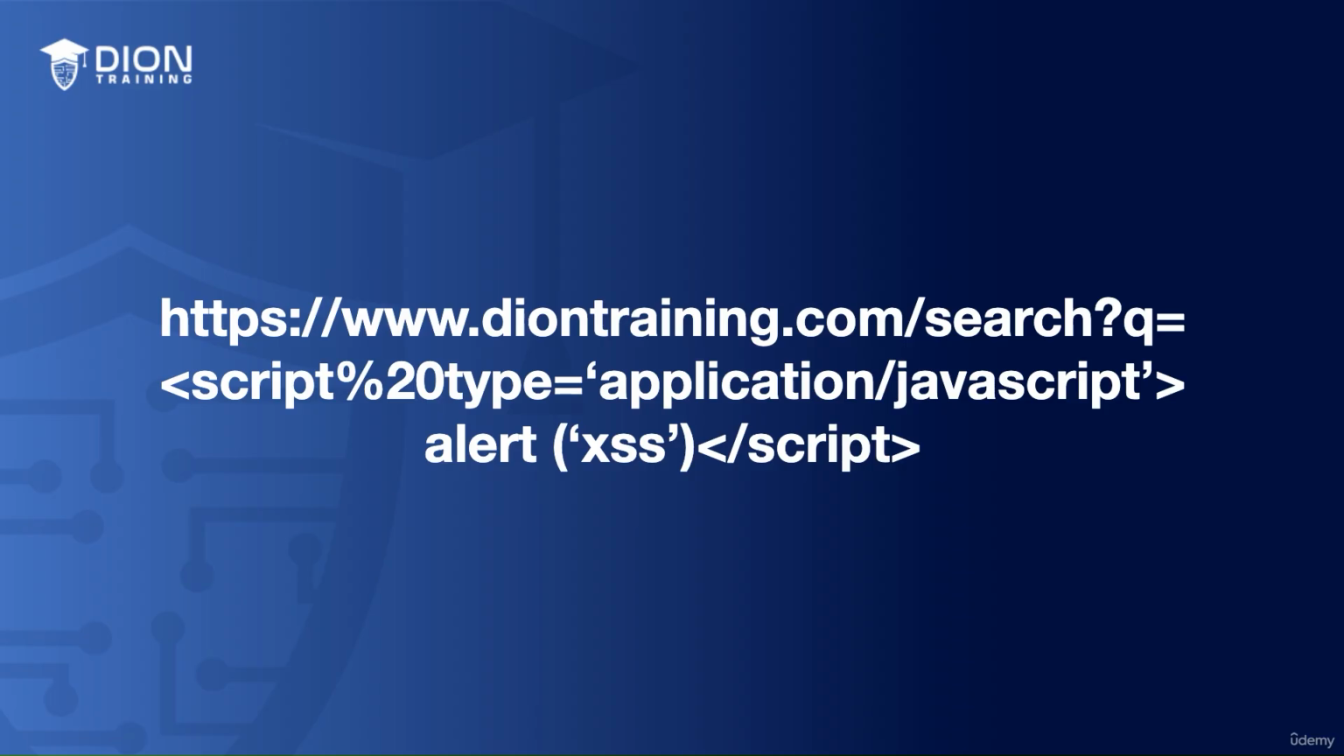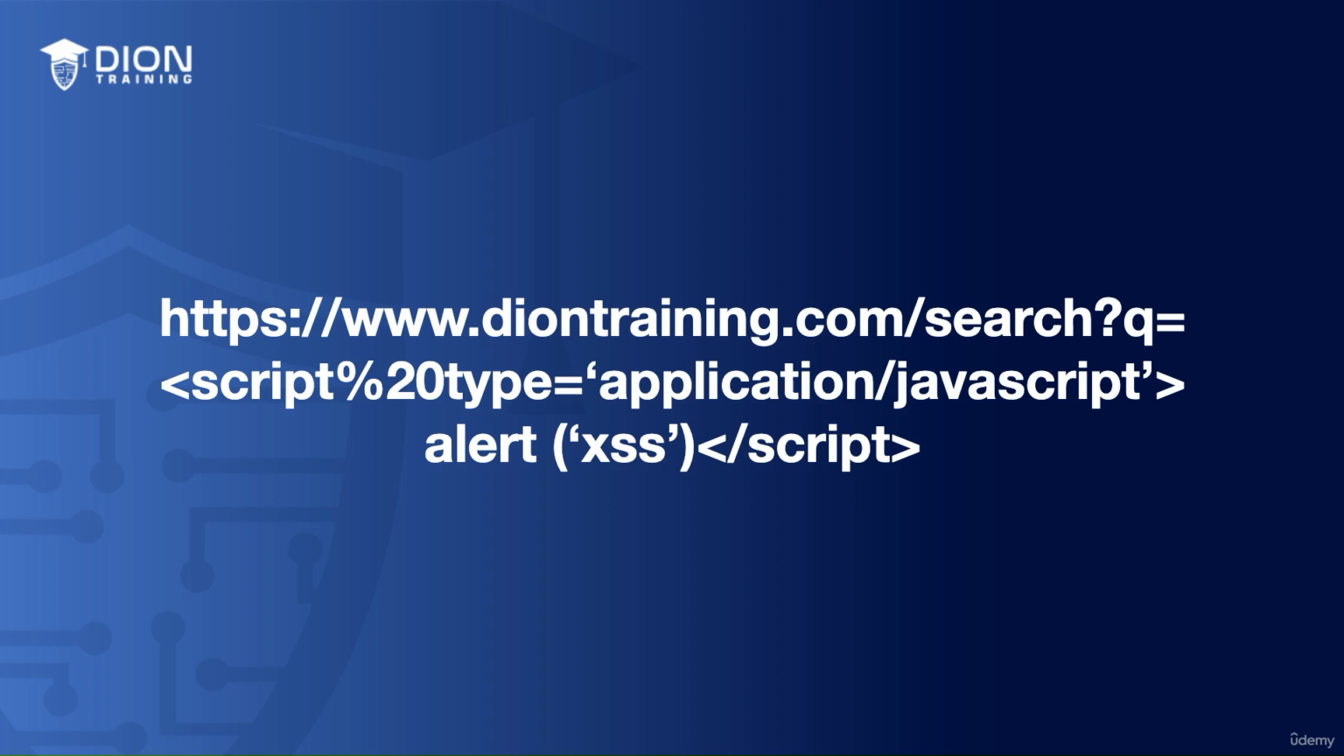First, we're going to craft the URL by adding the script to an otherwise safe URL. For example, if my site was vulnerable, we could use a URL like deontraining.com/search?q= and then you'll see something like <script type="application/javascript">alert('XSS')</script>. Now, what does this really say?